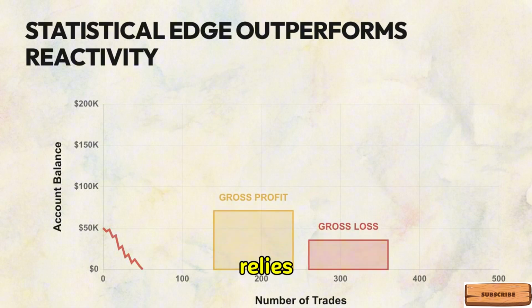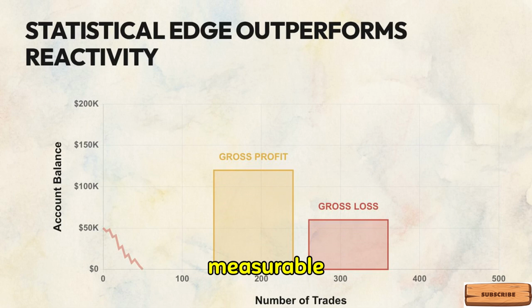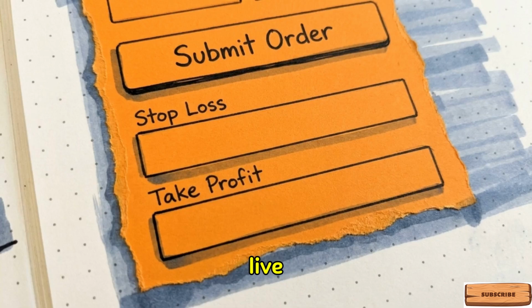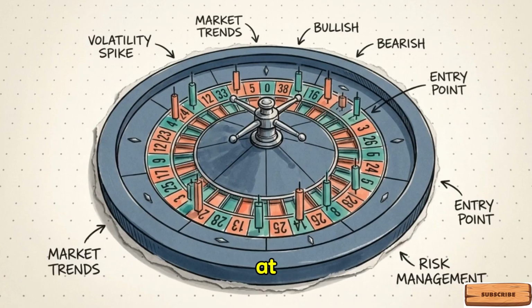Professional trading relies on a statistical edge, a measurable, proven probability that a specific setup will generate more profit than loss over hundreds of occurrences. Throwing money into the live market without historical proof means you are relying entirely on hope. You are placing bets at a casino, not running a business.